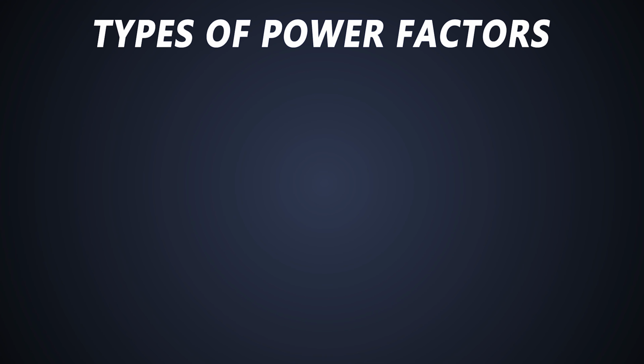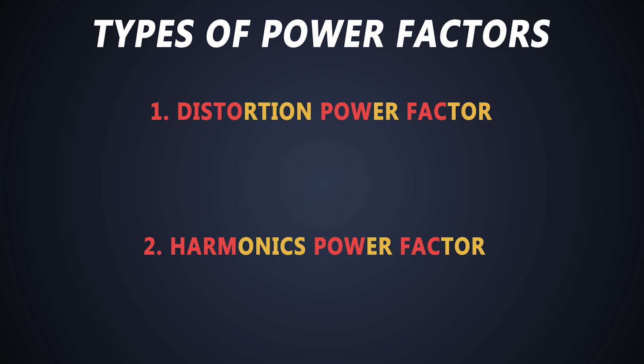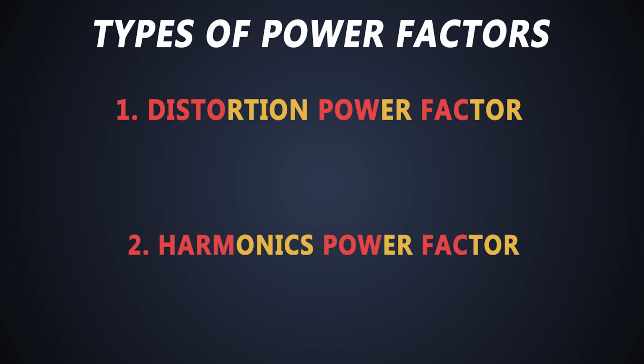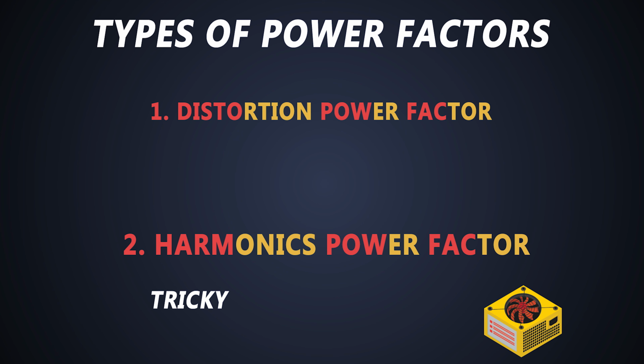There are two types of power factors. First is the distortion power factor, and second is the harmonics power factor. First, we'll look into the distortion power factor. The harmonic power factor is quite advanced and tricky to understand. This type of power factor occurs in the switch mode power supplies.